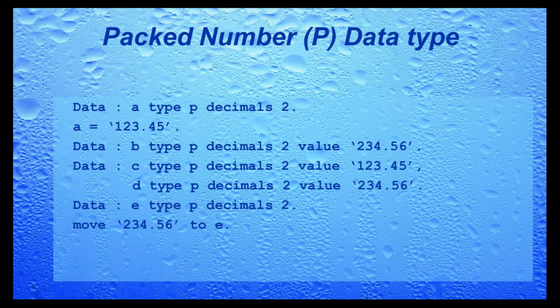Pact is the same as float only. But the only thing is, here we are fixing up the decimals. In float, we are not fixing up the decimals. That's the main difference. In pact, we are fixing up the decimals. In float, we are not fixing up the decimals.